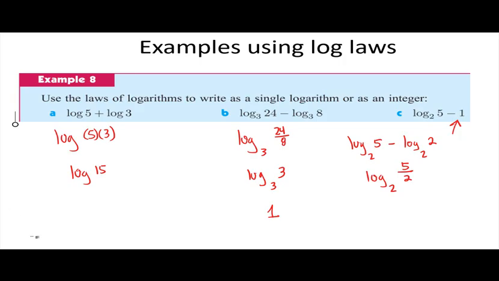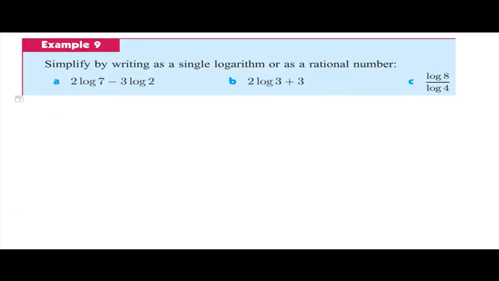All right, let's take a look at another example. We need to first write it as a single log. This 2 in front of the log, multiplying with log 7, we can use the law and move it to become the exponent. So when we condense this into a single log, this would become 7 squared divided by 2 to the third power. That's going to give us log 49 divided by 8.